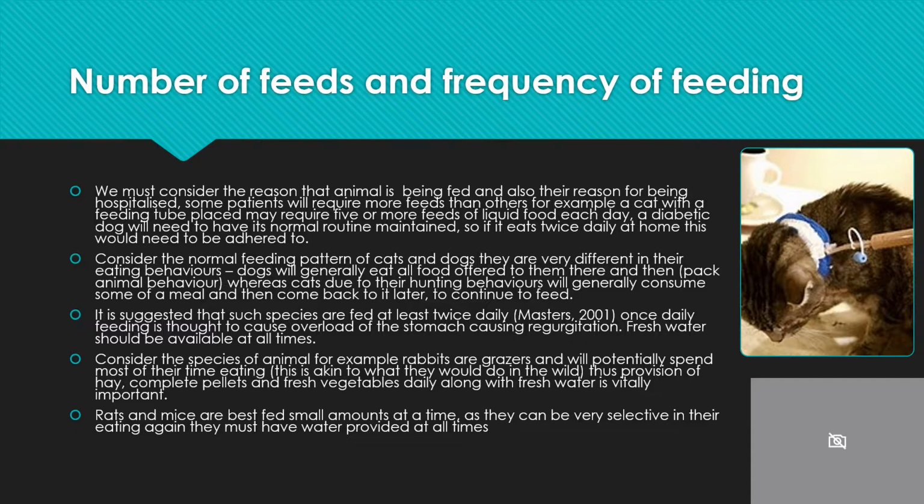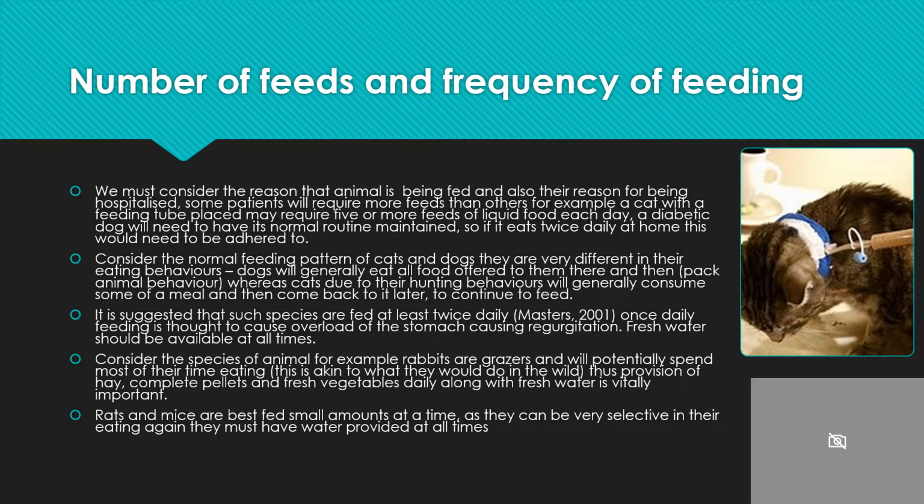Number of feeds and frequency of feeding. We must consider the reason that the animal is being fed and also the reason for being hospitalised. Some patients are going to require more feeds than others. For example, a cat with a feeding tube that has been placed may require 5 or more feeds of liquid food each day, whereas a diabetic dog will need to have its normal routine maintained.